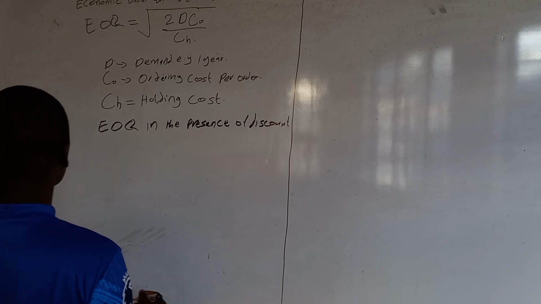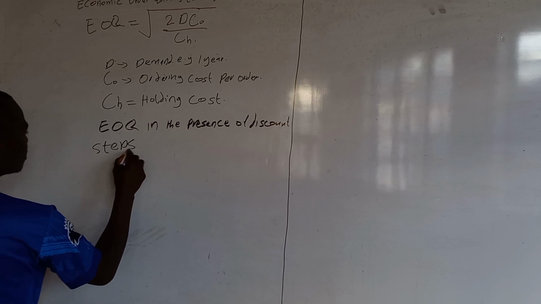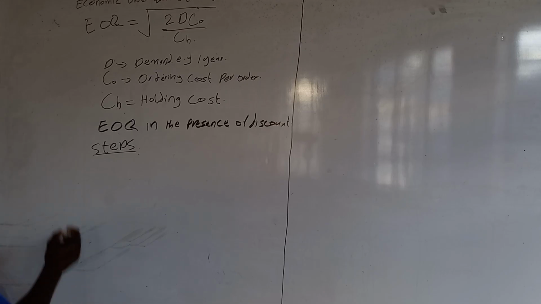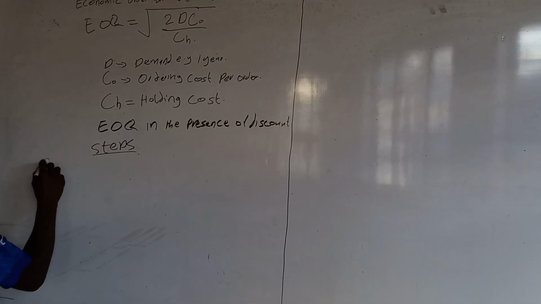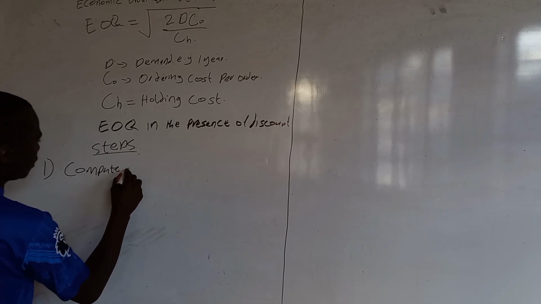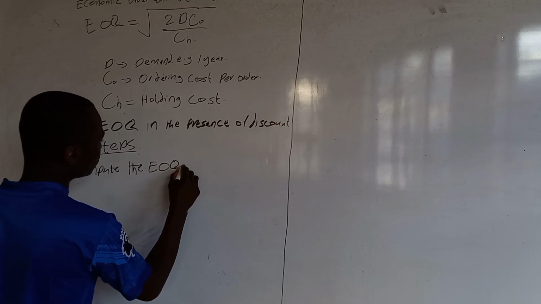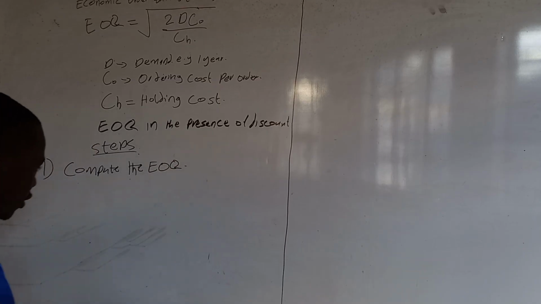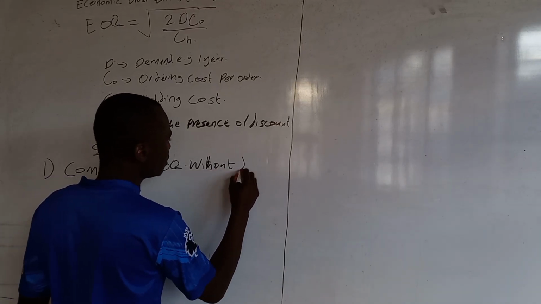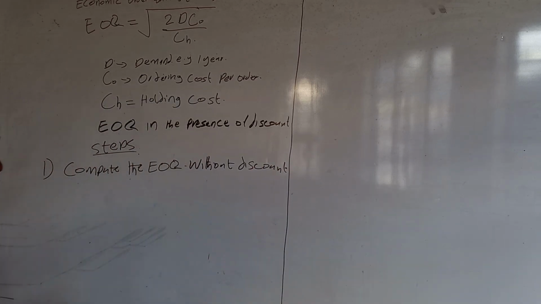Now, what are the steps? Step number one, compute the EOQ without the discount. That's what you first do.